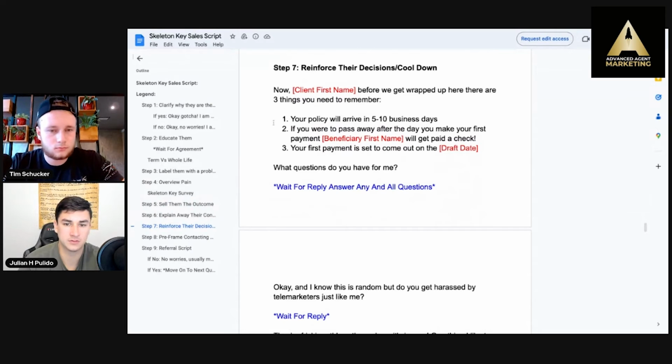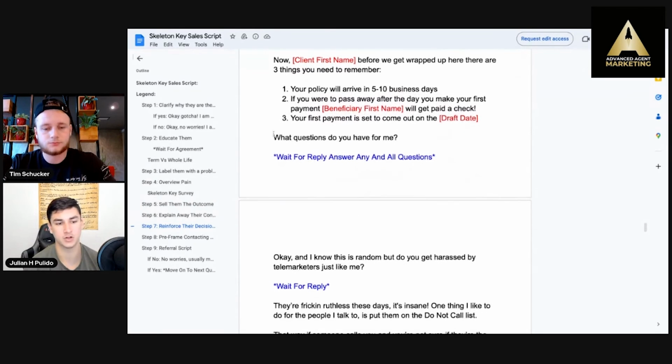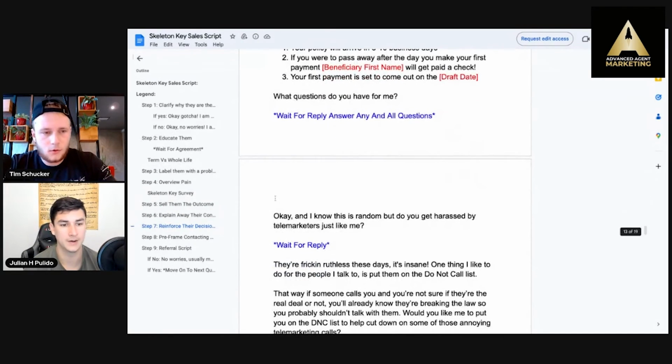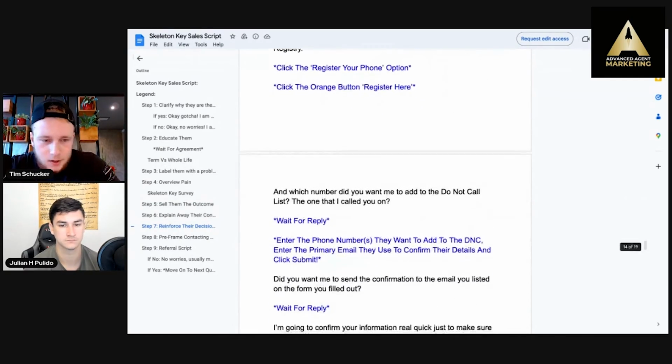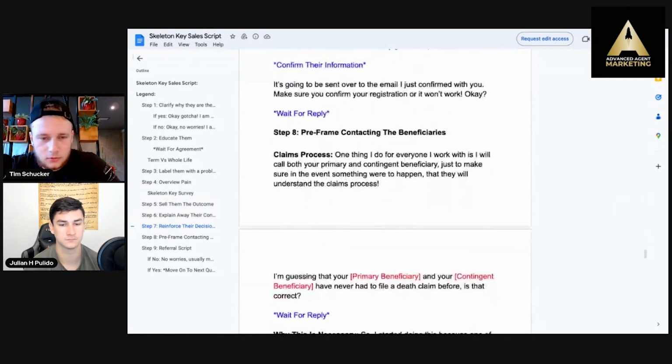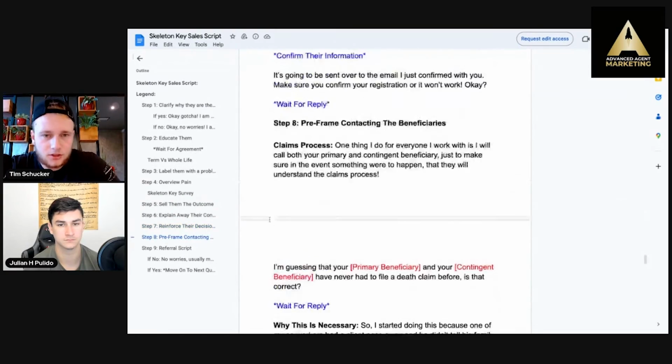So step 7 is basically the cool down stuff. Tim, I don't know how much you want to touch on this, because a lot of this is where the referrals are made, and I don't know how much it would help for a call to close situation. I think we can skip over this. The referral could be helpful, just so we can throw that in as a little bonus.